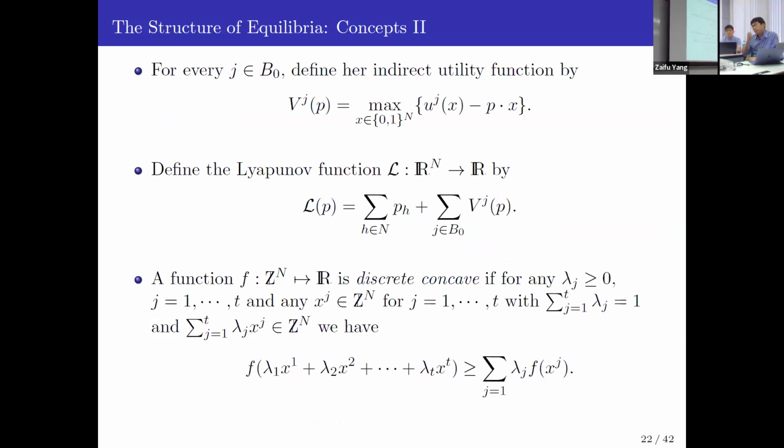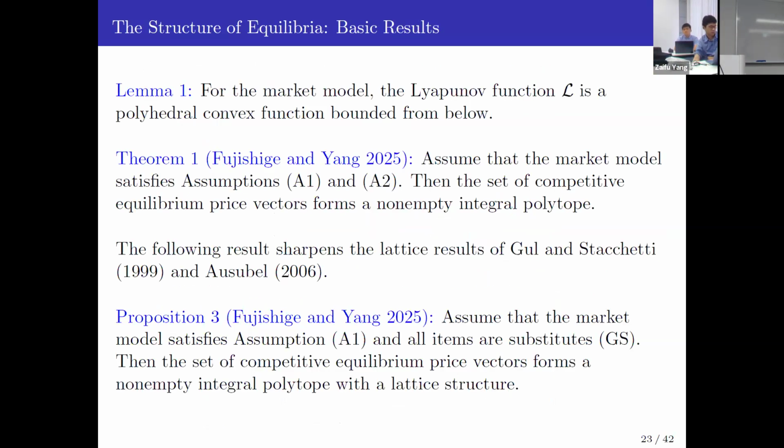Okay, so now we have the indirect utility, as the maximizer of the subclass. Now we have the proof function. This one we already encountered previously. Now we have the first lemma. Actually, the proof function is a polyhedral convex function bounded from below, and then for the first theorem, we prove that if the market model satisfies this one, then the set of compatible equilibrium price vectors will form a non-empty integral polytope. This means that every extreme point of the polytope is integer. So this is a very nice characterization.